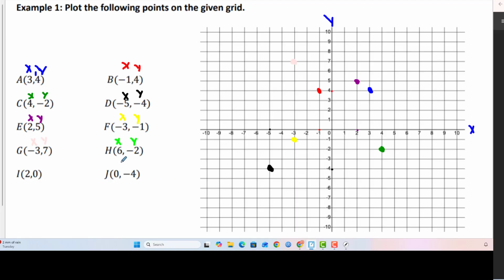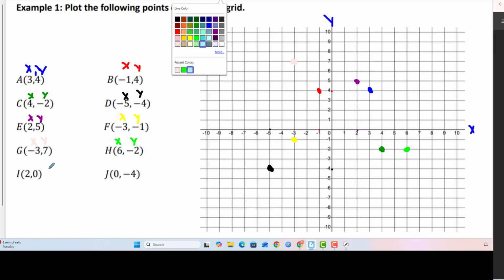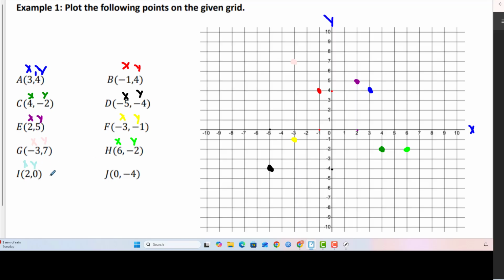H, 6 and -2. Once again, our x value first. Find 6 and -2 we know is just down 2, so that's that. I, x, y. Starting with 2. So 2 is here, and then 0. 0 means we don't move up or down. And now we're at J, 0, -4.